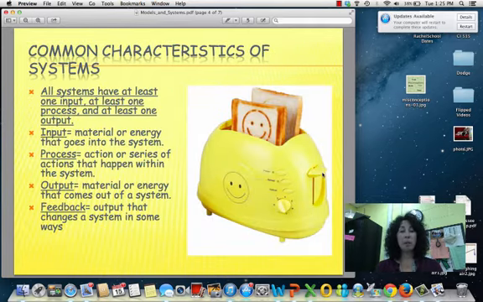Some characteristics of systems: they have an input. An input is the energy that goes into the system. They have a process. So what is taking place inside that system? And they also have an output, which is the energy that comes out of the system. And of course, when we're talking about systems, we need to mention feedback, the output that changes a system in some way.